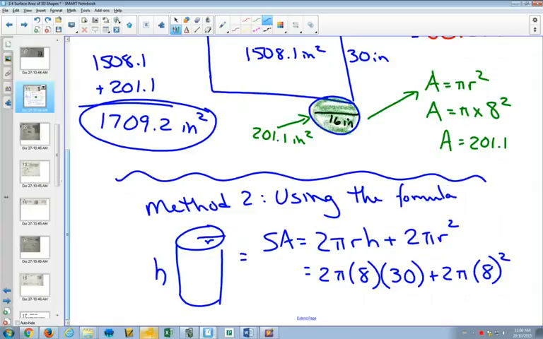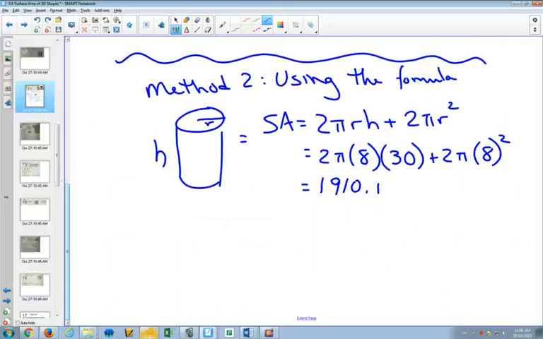So let's say I go to my calculator and I type in all of that and I push enter. I notice that my answer is different. I get 1,910.1 when it's rounded. Okay? Why is my answer different?